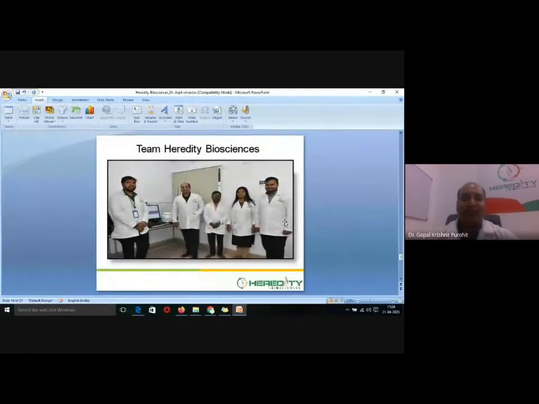So this is the team of Heredity Biosciences. They are an expert team. They are involved in research activities and training activities. They are writing papers. They support all these experimental parts. I'm really proud of my team. They are doing so many experimental activities as well as training activities. They are very hardworking.